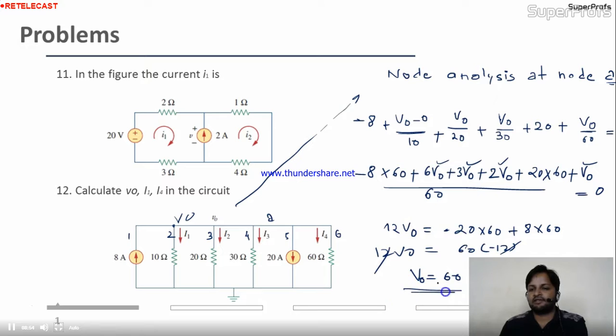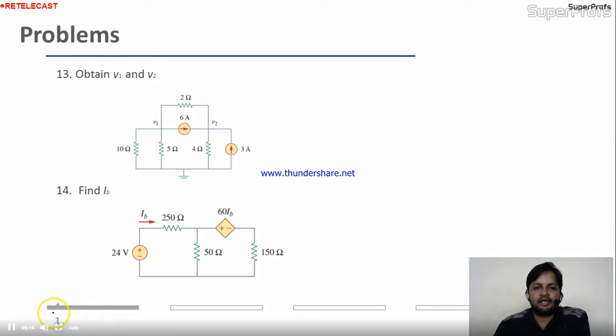This is nothing but the answer. It's coming -60. Okay, -60. So the value of V0 is nothing but -60 volt. Now anything you can find out, either it's I1 or I4 or anything. Is it okay? Very easy question. Come to the next one now.